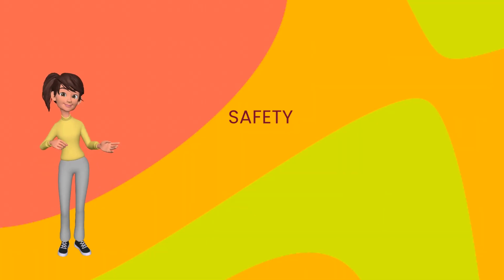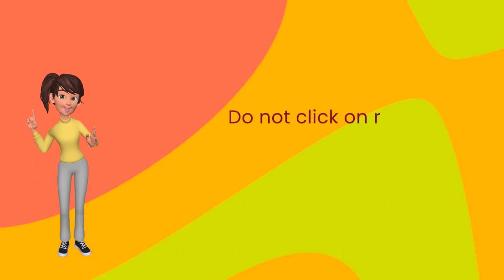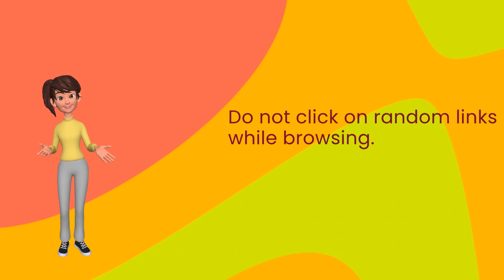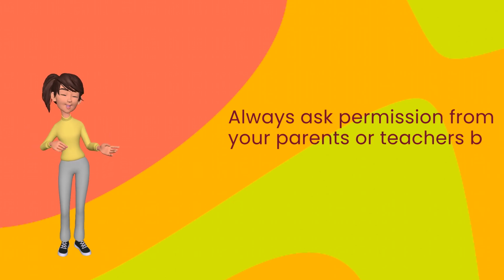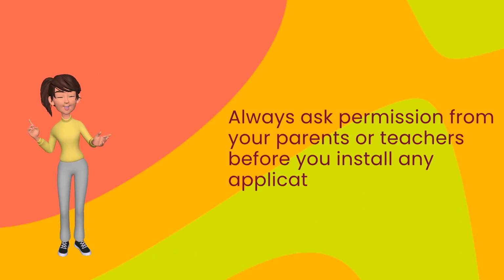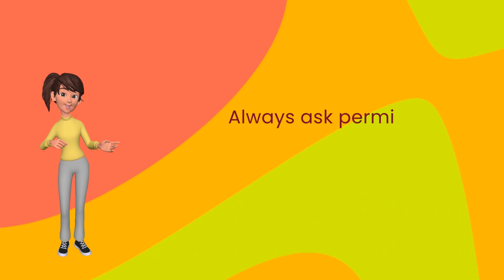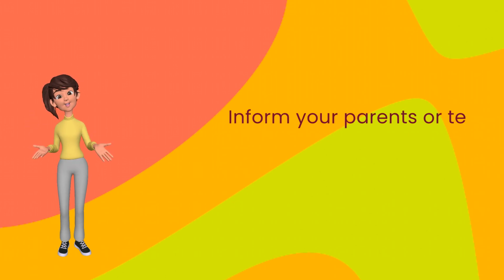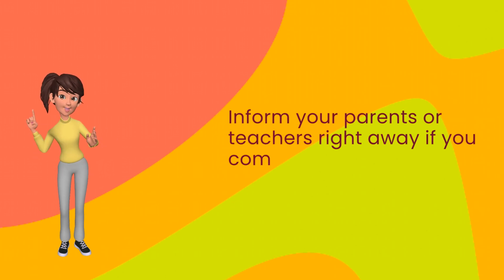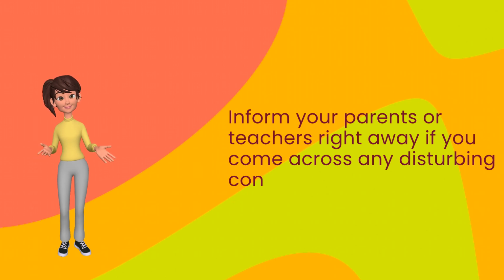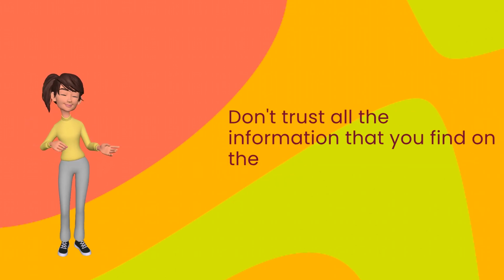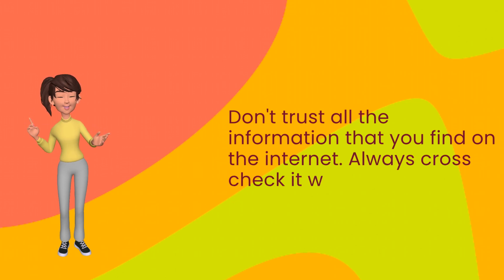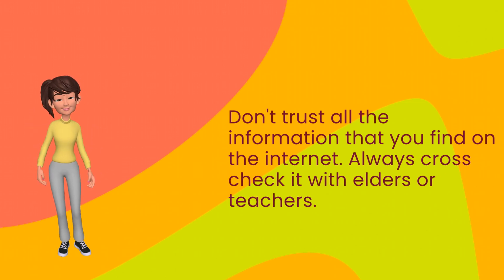Safety rules. Do not click on random links while browsing. Always ask permission from your parents or teachers before you install any application or software. Inform your parents or teachers right away if you come across any disturbing content. Don't trust all the information that you find on the internet. Always cross-check it with elders or teachers.